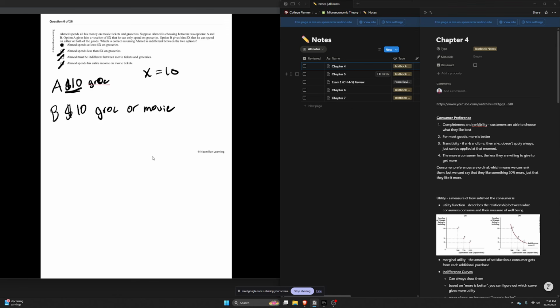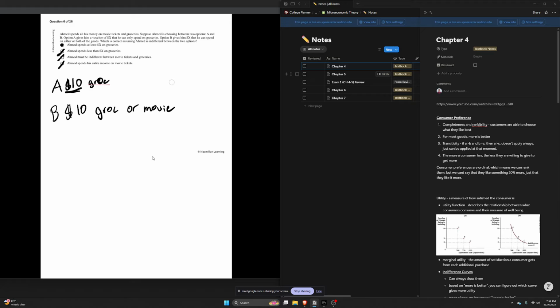So Ahmed spends his entire income on movie tickets. So he's got a voucher. In scenario A, he's got a voucher for $10 for groceries. So if he spends all his money on movie tickets and he doesn't buy any groceries, then that's $10 wasted, right? So that doesn't make sense. You don't want to waste money.